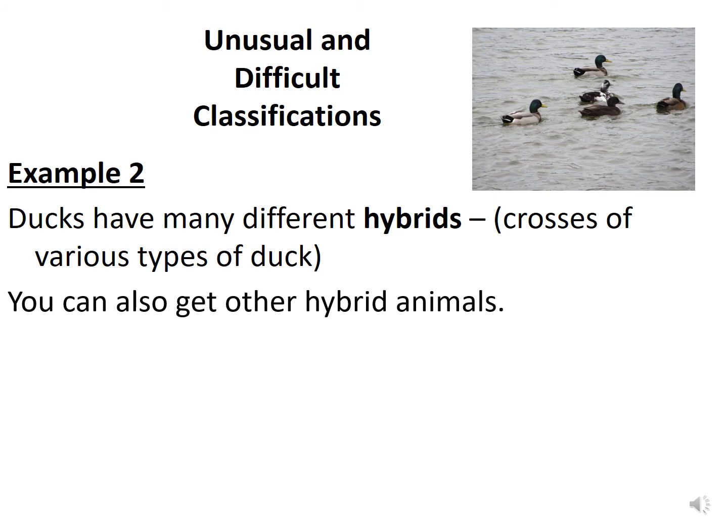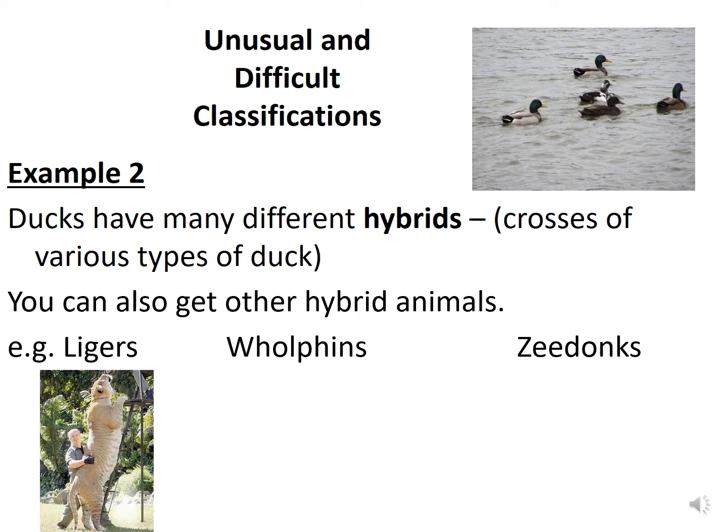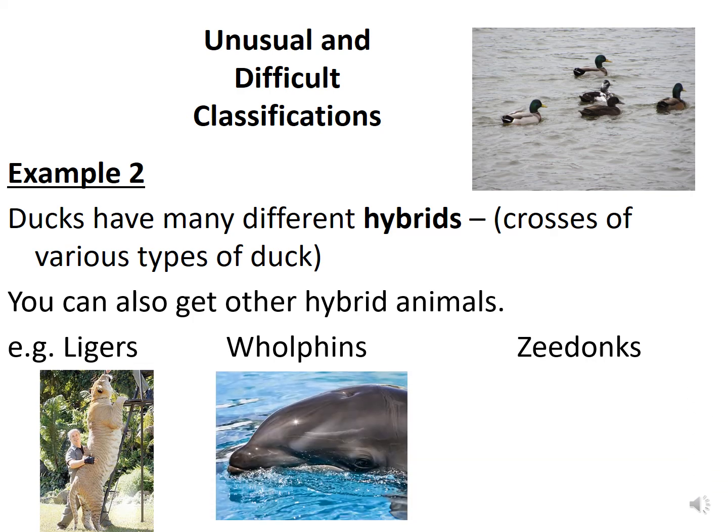You can also get other hybrid animals, so a mixture of 2 different species, and it's difficult to classify them. Ligers, wolfins, and zedonks are examples of hybrids. Ligers are lions and tigers crossed together. Wolfins are whales and dolphins, and zedonks are zebras and donkeys.